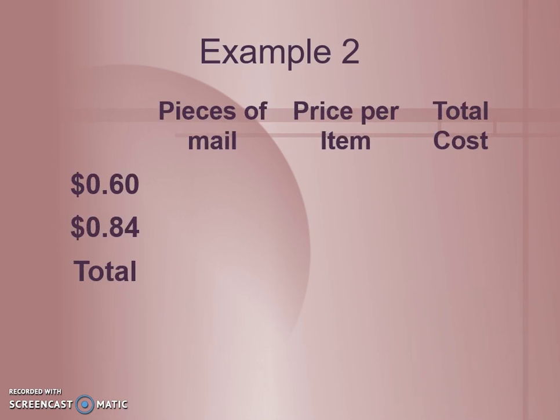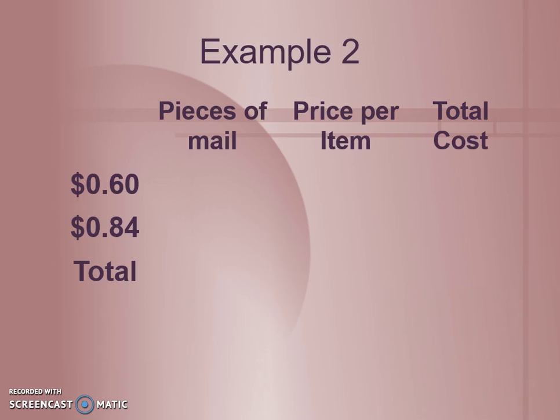So, again, if we look back at page 313, you hear me flipping my page, go ahead, flip yours too. Quantity times cost per item equals total cost. So our quantity, our pieces of mail, times our price per piece of mail equals our total cost. Just keep that in mind whenever you're building your chart. It's quantity times cost per item equals total cost.